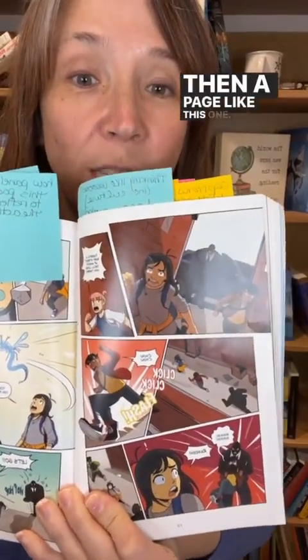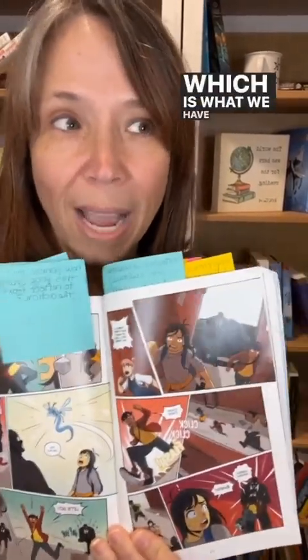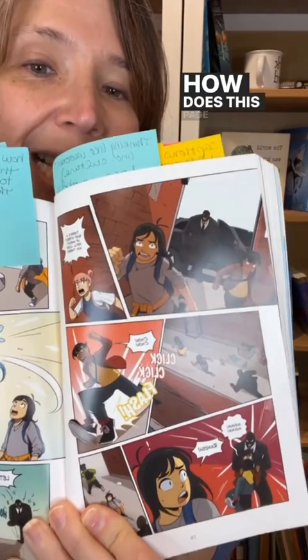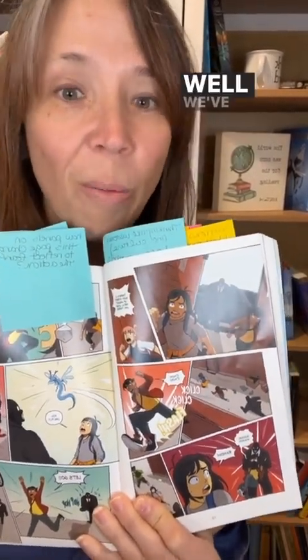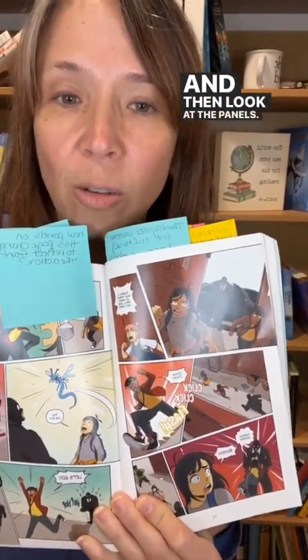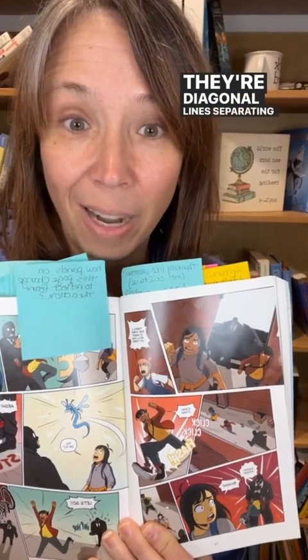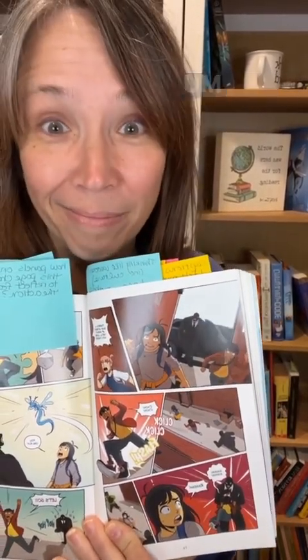Then a page like this one. You saw the other ones that were kind of more muted colors, which is what we have throughout the rest of the book. How does this page show action? Show that the intensity has increased? Well, we've got the red background now, not muted colors. And then look at the panels. They're separated by diagonal lines. That often, and my students now know this, means action.